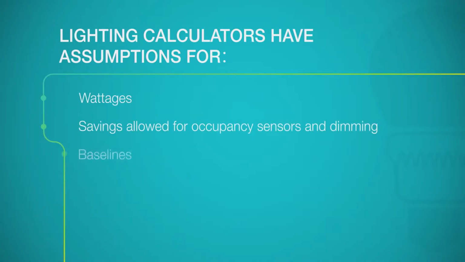To avoid having to answer these questions on every project, lighting calculators have the wattages, savings allowed for occupancy sensors and dimming, baselines, and cost-effectiveness assumptions all built into the tool. The tool also calculates the allowed incentives whether based on deemed measures or an established cost per kilowatt hour saved. Many incentive programs throughout the Pacific Northwest, such as Seattle City Light and Energy Trust of Oregon, have their own tool, but many public utilities utilize the BPA lighting calculator.